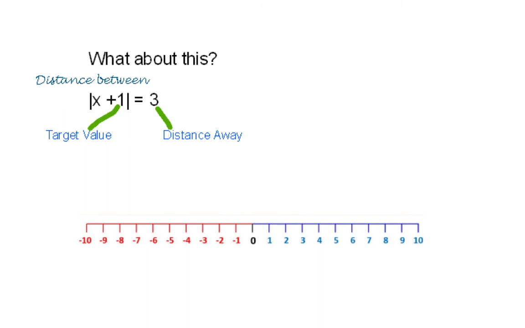So what if I try same kind of thing here? I'm looking for numbers that are 3 units away from, but here's where I have to be careful. The distance between that number and x, that would be x minus, but it's a plus there, which means that my target value was a negative 1. X minus negative 1, which is x plus 1, should equal 3. So I'm going to watch that sign there.